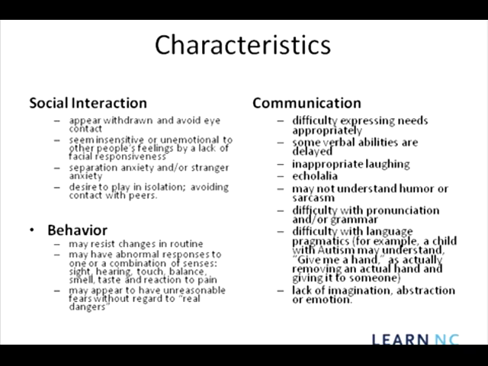Other examples of communication issues are inappropriate laughing or echolalia. For instance, if you ask them a question such as, what is the correct answer, A or B? They may say A or B because they're just repeating what you say. They may not understand humor or sarcasm, could have difficulty with pronunciation and/or grammar, and difficulty with language pragmatics. For example, a child with autism may understand "give me a hand" as actually removing an actual hand and giving it to someone. And also a lack of imagination, abstraction, or emotion.